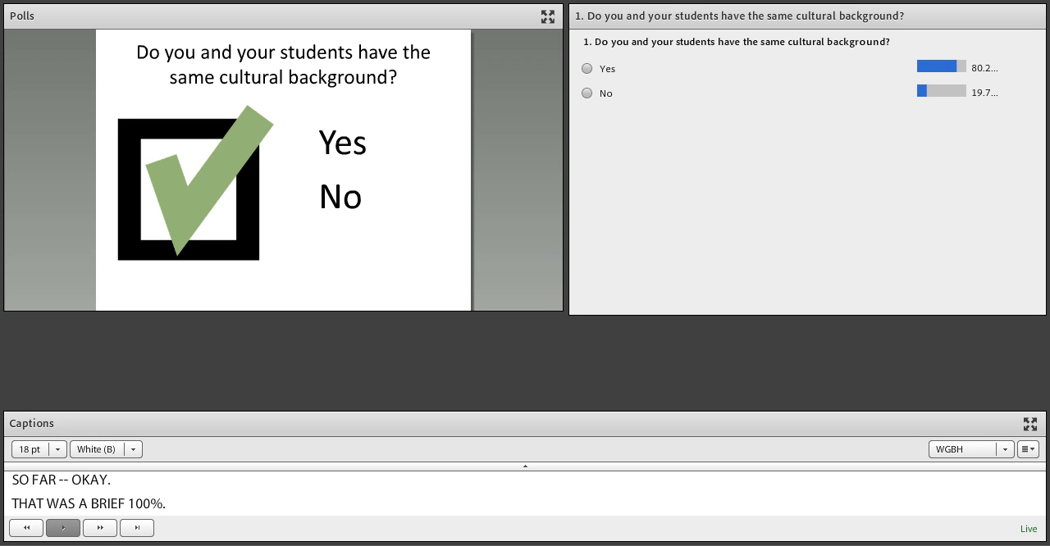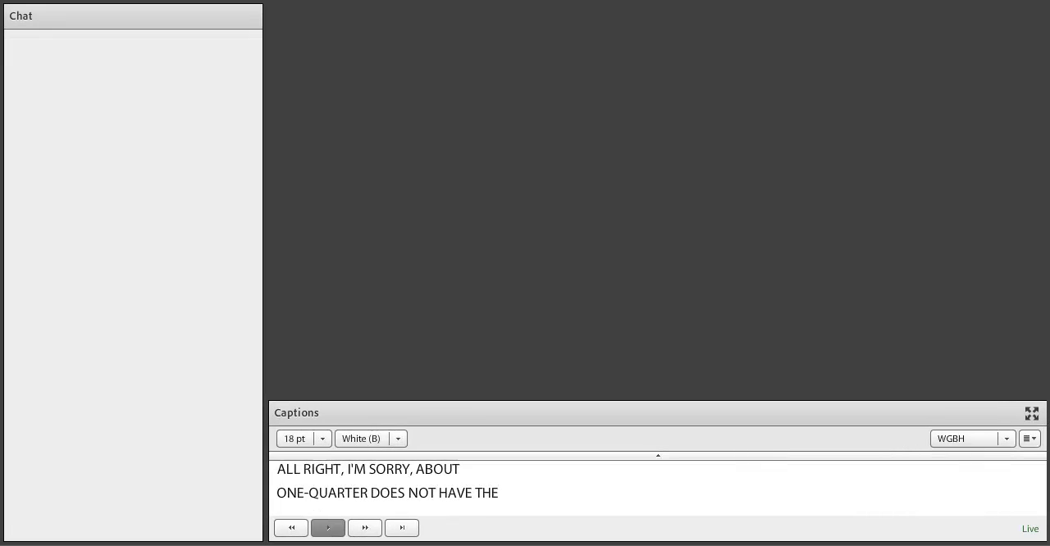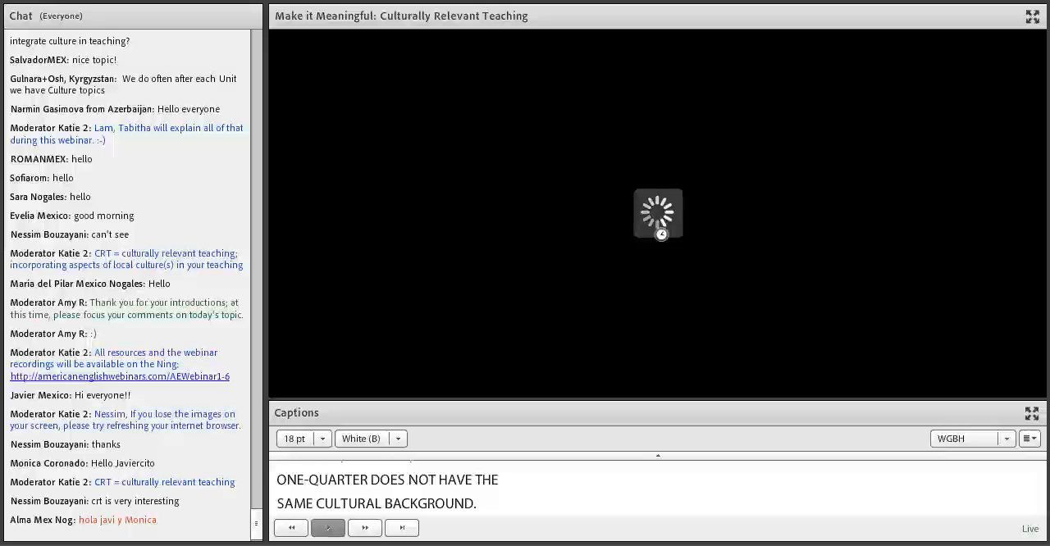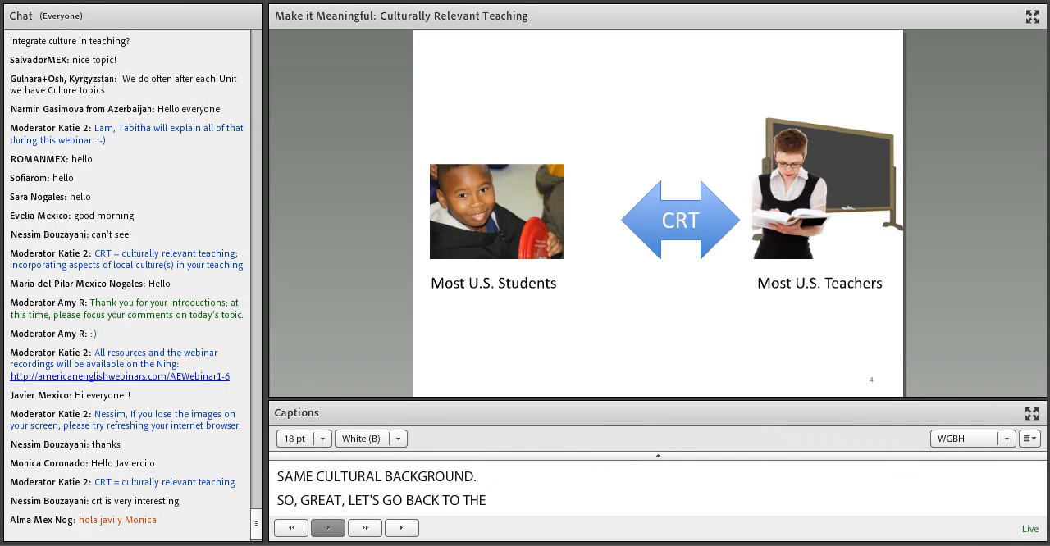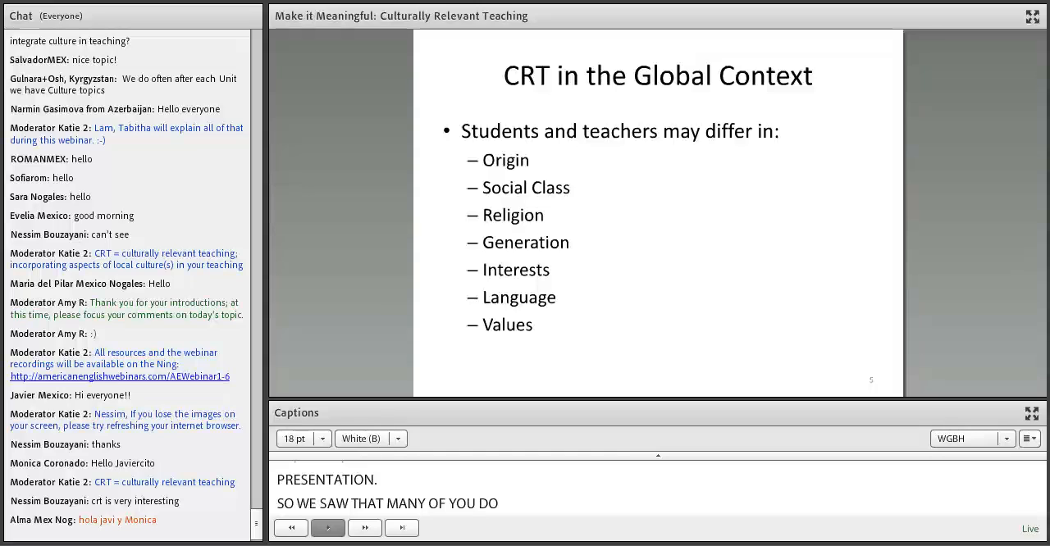It looks like most of you, about 80%, have the same cultural background. Going down a little bit, so maybe about three quarters do, and about one quarter does not have the same cultural background. So great, let's go back to the presentation. So we saw that many of you do share the same cultural background as your students. You said about 75% of you. And that's a strength. You have a lot in common that you can build upon.